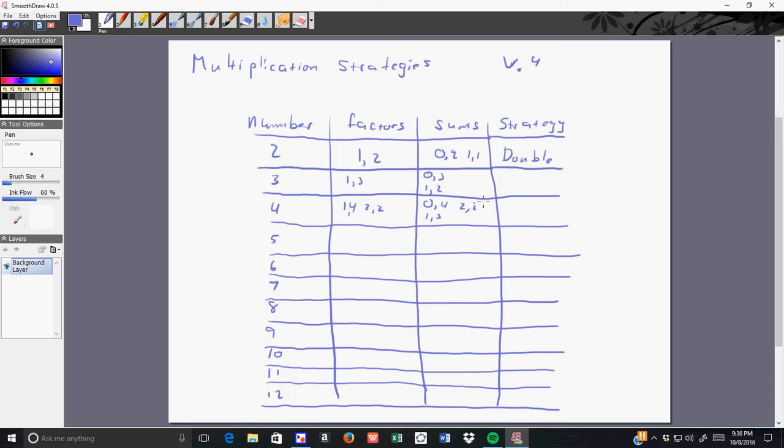Now, here's what I want you to notice. There's going to be times when I'm talking about sums that are important, and times when I'm talking about factors. And this time, I'm talking about the factors, because like I said, factors are numbers that multiply to get to 4. Sums add, all right? So since 2 and 2 multiply to 4, my strategy is to double your number twice.